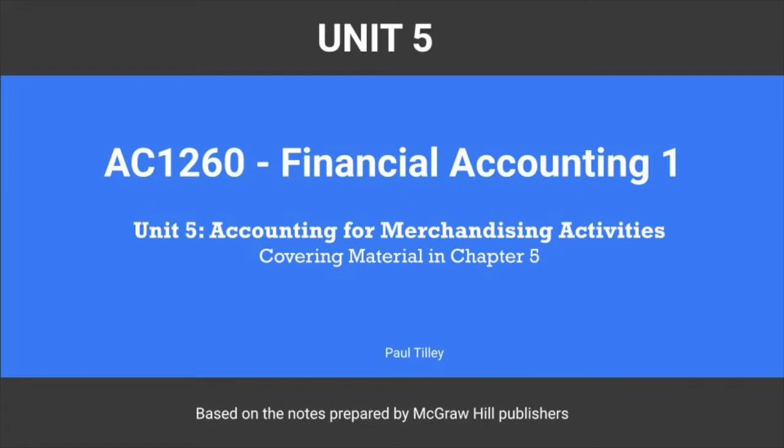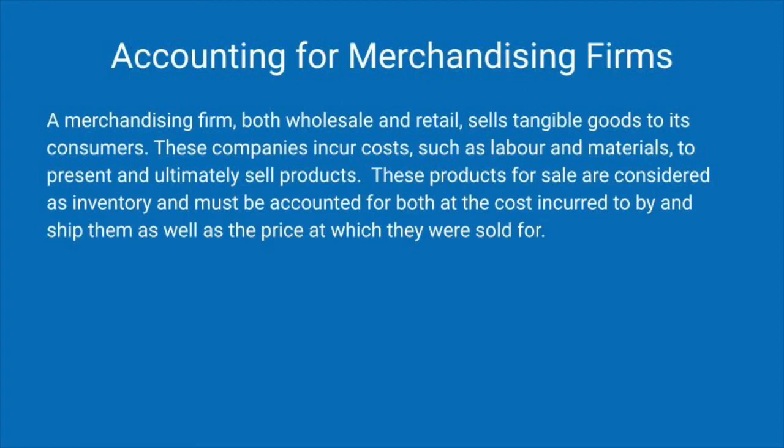Today we're moving to Unit 5, and Unit 5 is all about accounting for merchandise firms and merchandise activities. And when we think about merchandise, either at the wholesaler level or at the retailer level, what we're really thinking about is a company that goes out and buys things that it will eventually turn around and sell, and it will eventually end up in the hands of the consumer.